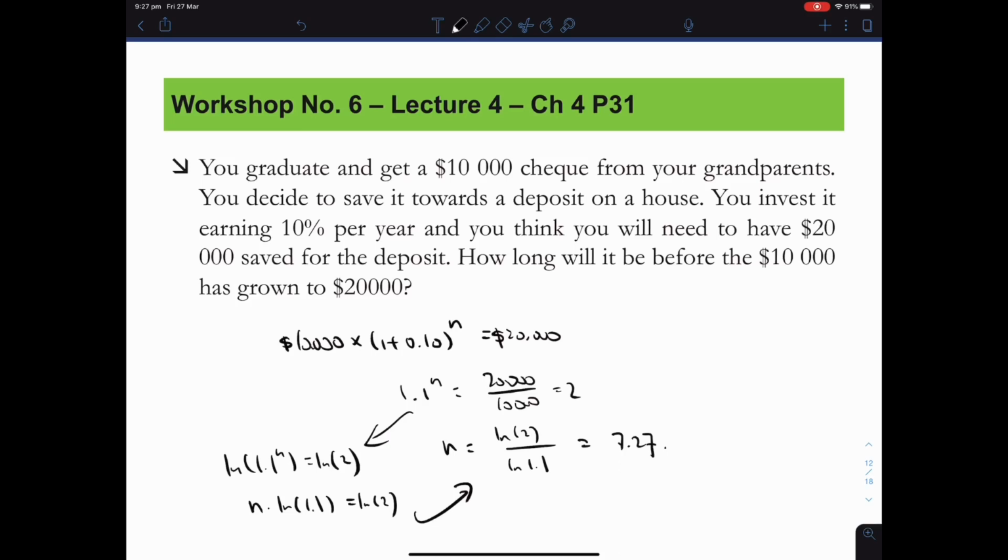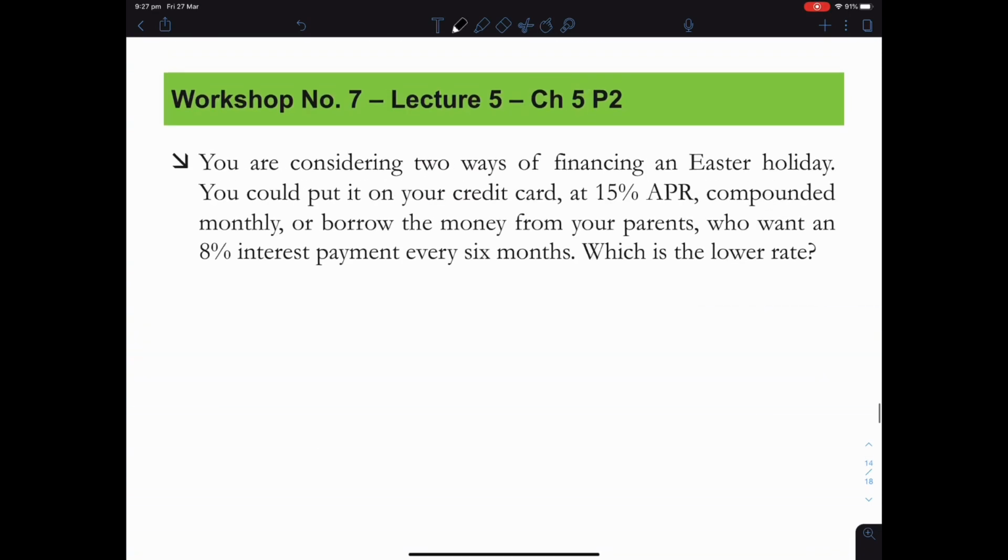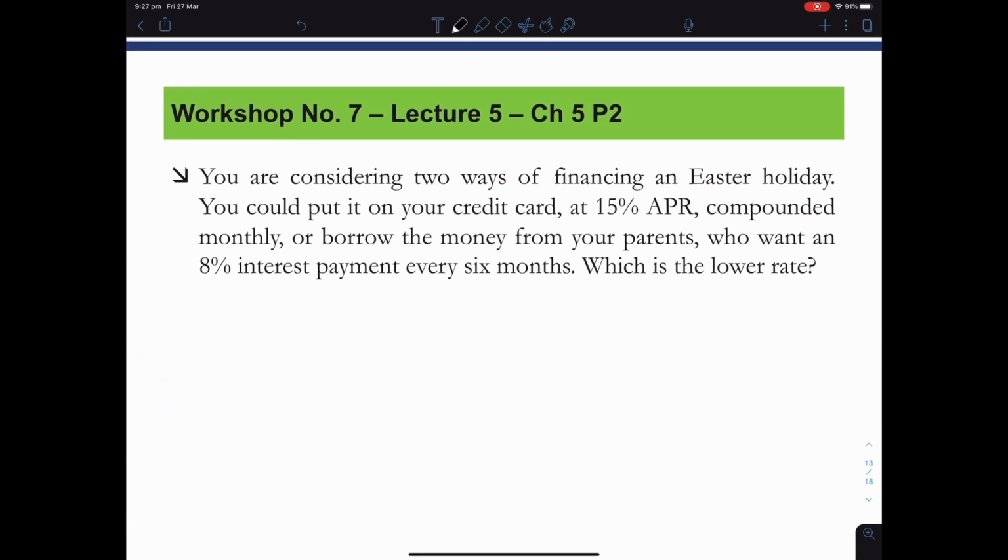All right. Our second last question, our next two questions are from chapter 5. All right, chapter 5. You're considering two ways of financing an Easter holiday. I guess this holiday this year is going to be canceled, right? You could put it on your credit card at 15% APR, compounded monthly, or borrow the money from your parents who want an 8% interest payment every 6 months. Which is the lower rate?